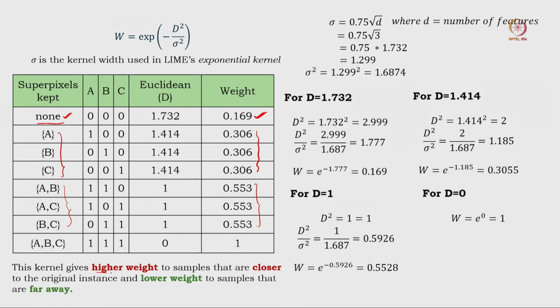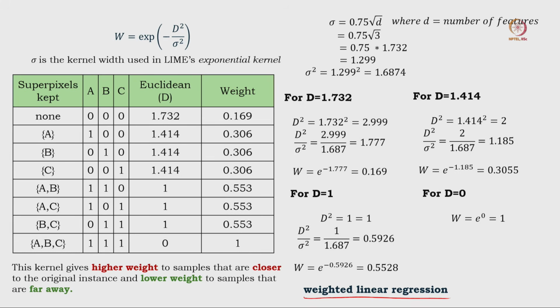So, the kernel gives higher weights to the samples that are closer to the original instance. If you take this, it is exactly close to the original, therefore a larger weight is assigned. Then it gives very low weight to those samples which are far away. So, if you take this, it is a very small weight, because no superpixels are considered and it is very far away from the original image. Then once we calculate all of this, the next step is that the values we have calculated are passed to weighted linear regression.